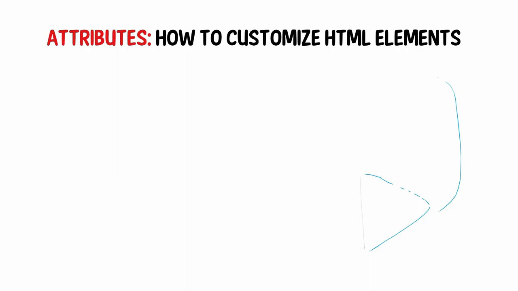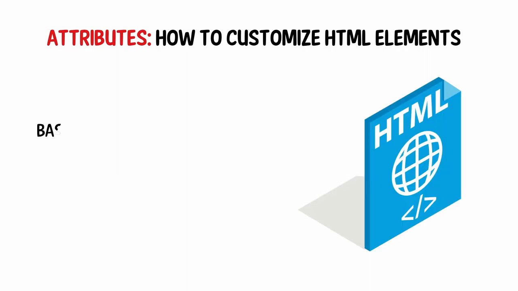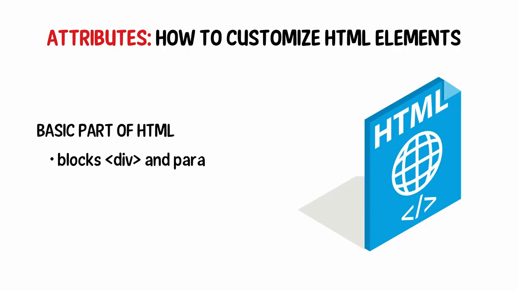What can you do to customize your HTML elements? The basic parts of HTML are blocks, div, and paragraphs, p. Of course, blocks show some part of the website, and paragraphs hold the text.